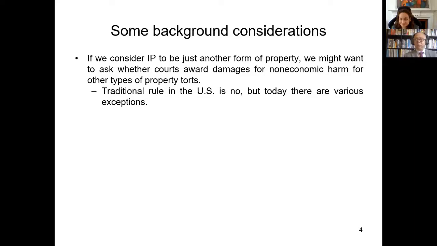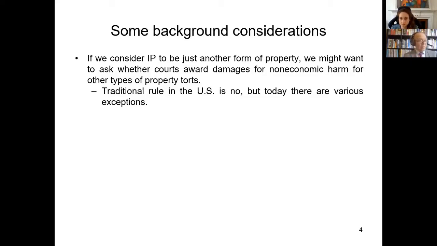Many courts in the US would say that if someone intentionally or willfully or maliciously interferes with another person's enjoyment of real property, that the defendant, the tortfeasor, actually may be liable for non-economic harm that results therefrom. And so we have seen some chipping away of this traditional rule in the United States, more so in some jurisdictions than in others.